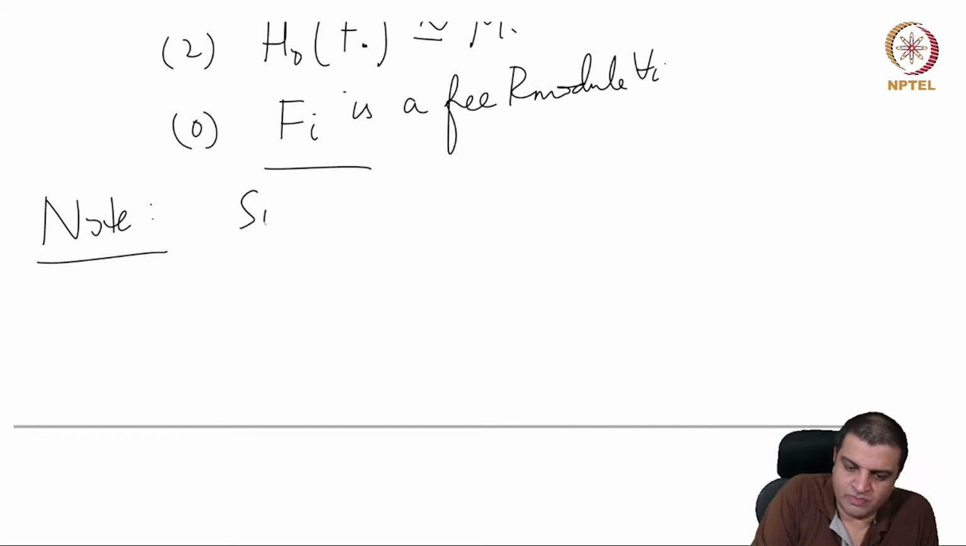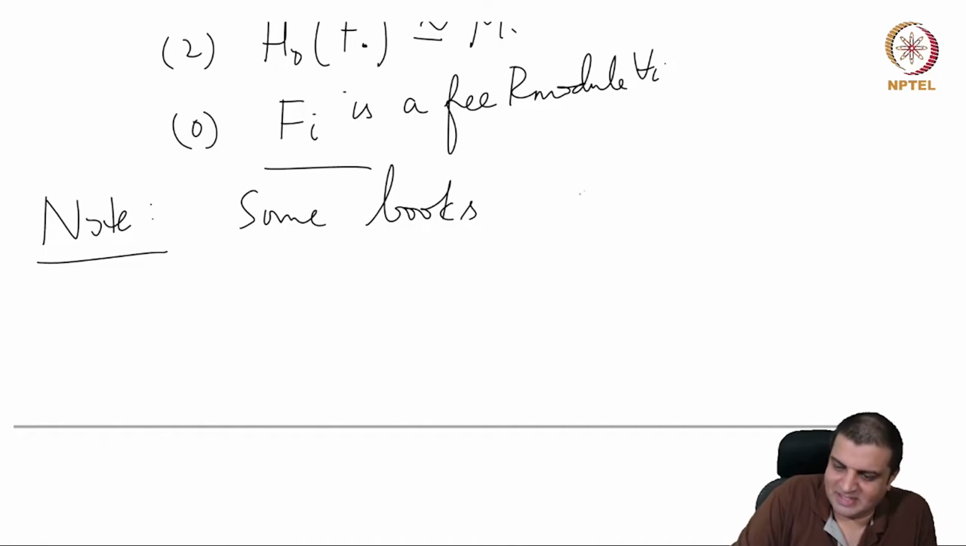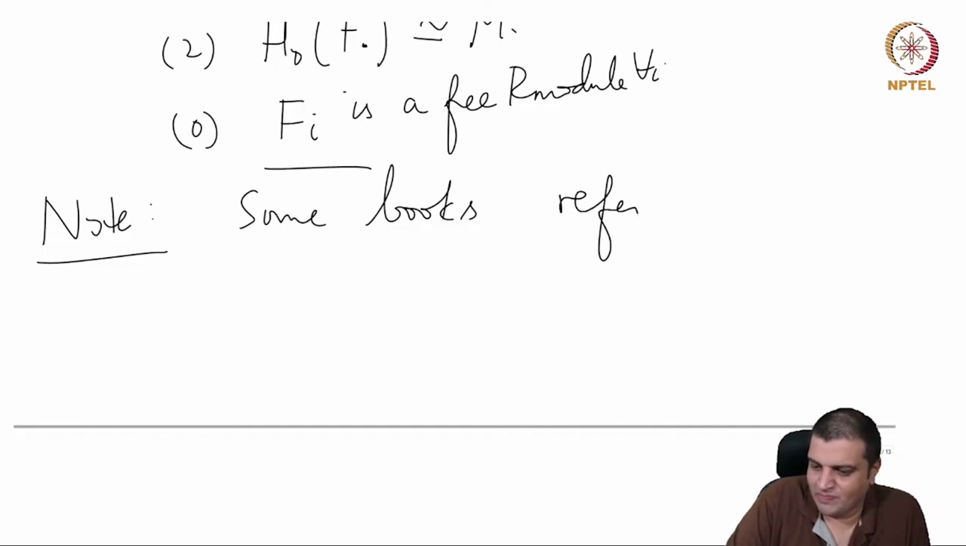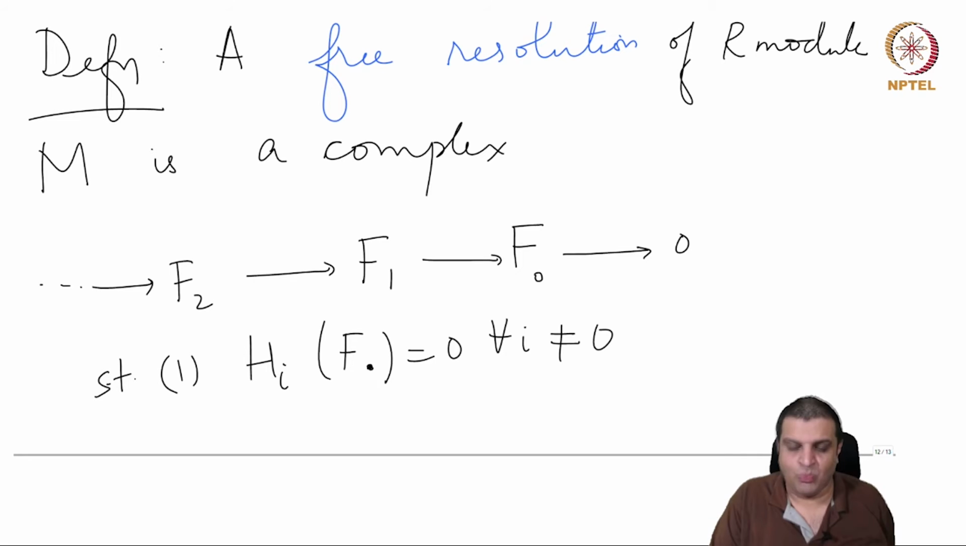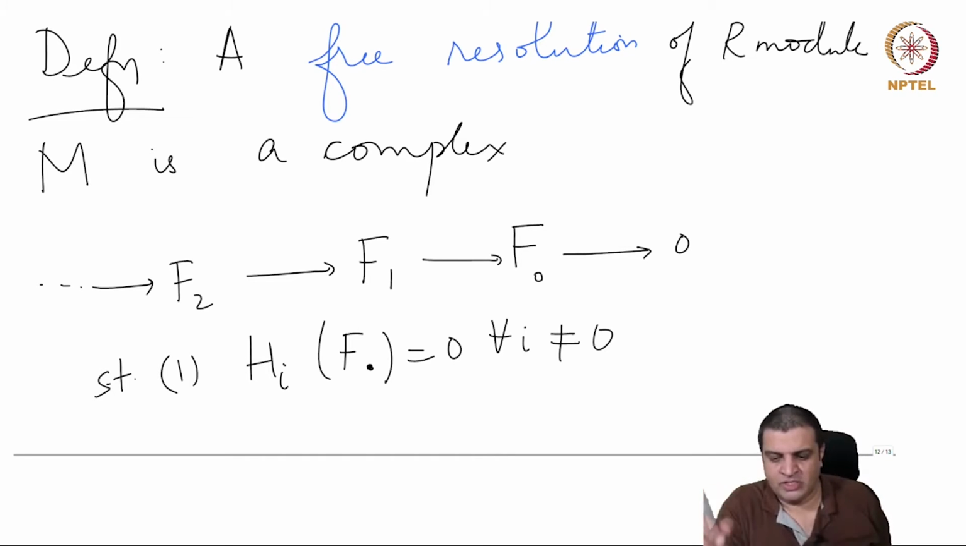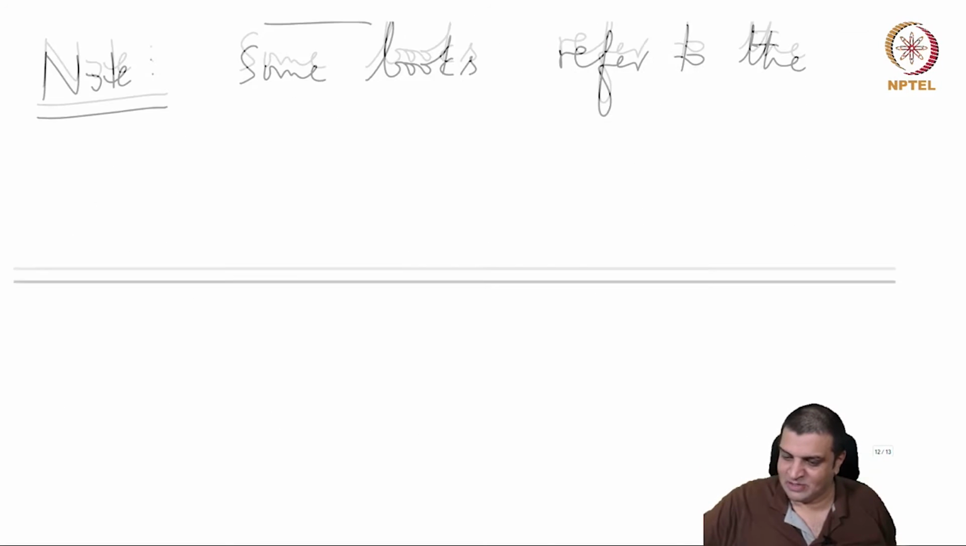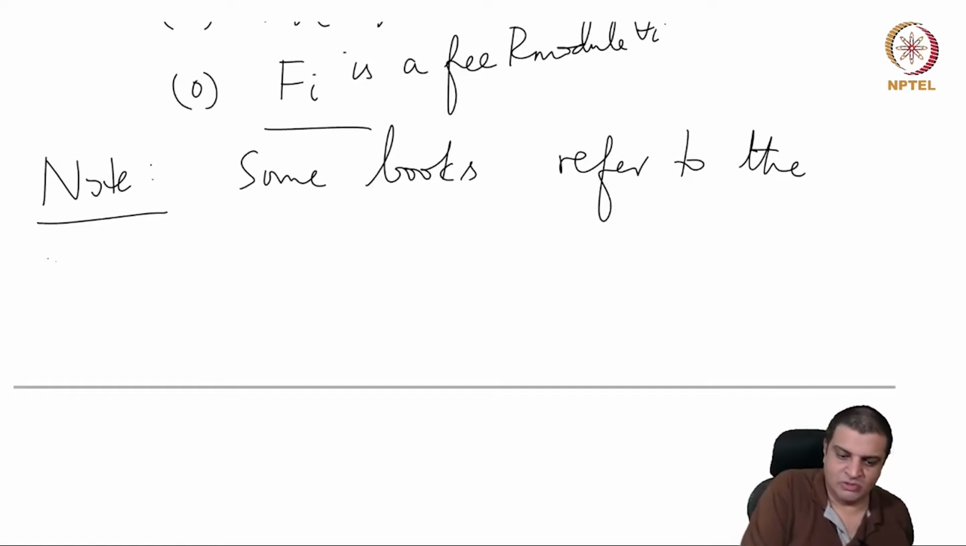Some books refer to the... so this F as we defined is not exact. It has exactly one non-zero homology, and that is isomorphic to M, and it is at the rightmost end. So this is how our convention is. This is what we will say. Some books refer to the exact sequence.